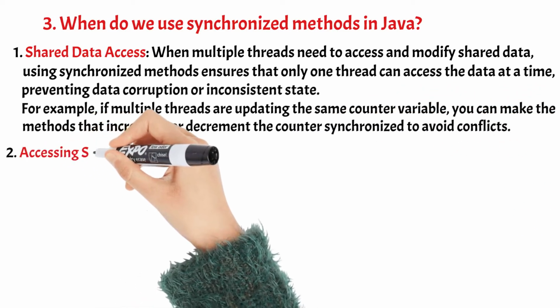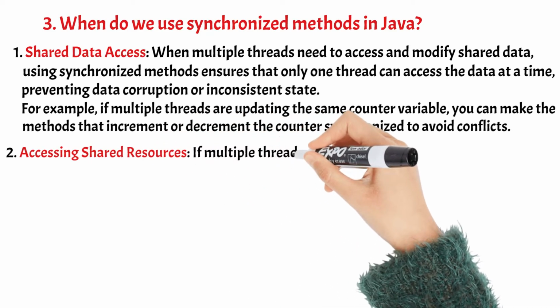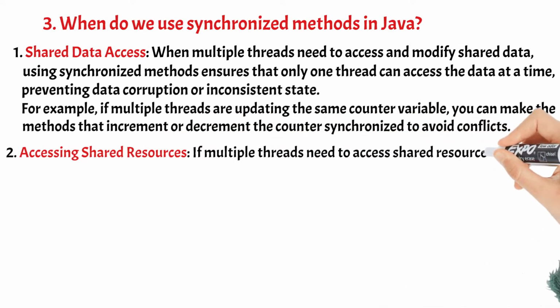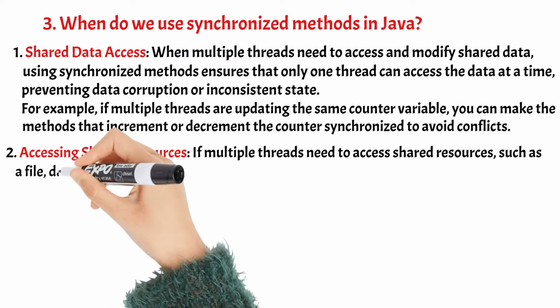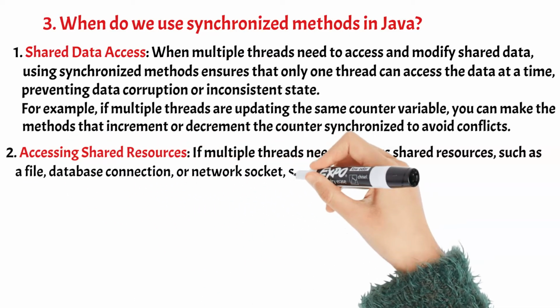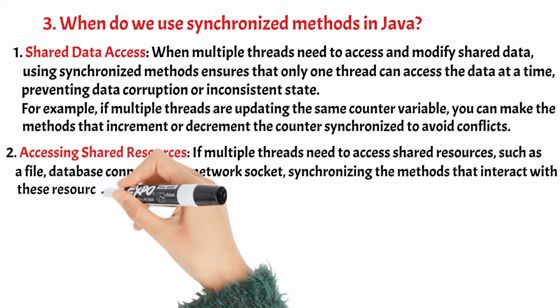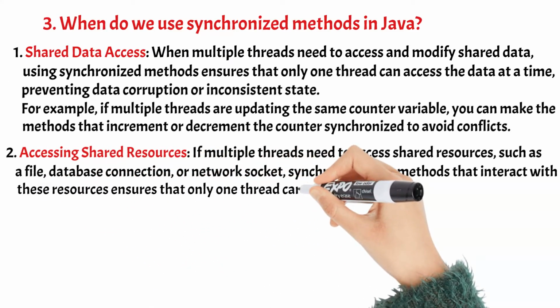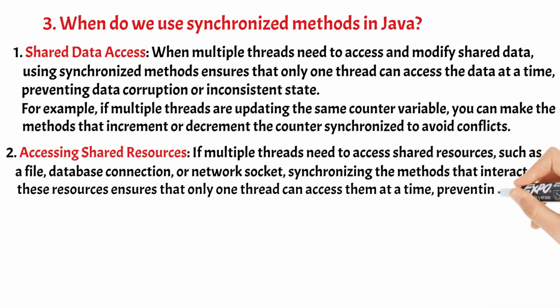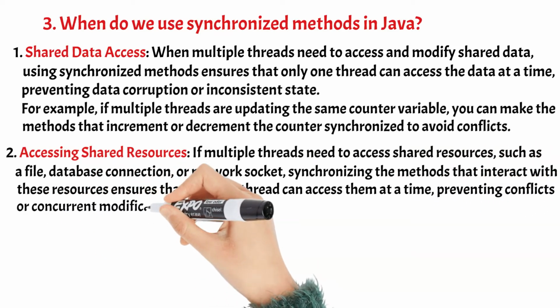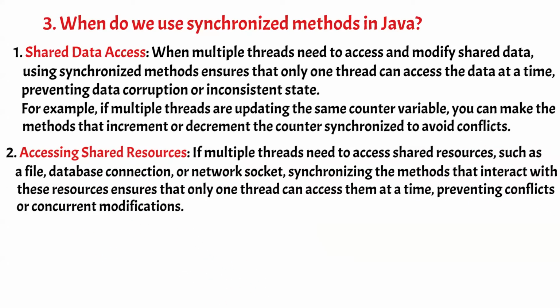2. Accessing shared resources. If multiple threads need to access shared resources, such as a file, database connection, or network socket, synchronizing the methods that interact with these resources ensures that only one thread can access them at a time, preventing conflicts or concurrent modifications.